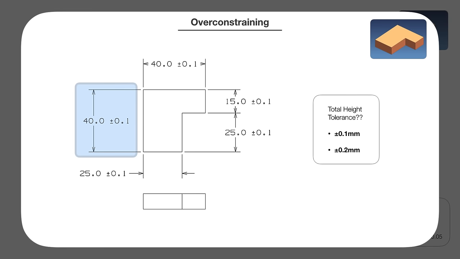If you look on the left, the height appears to be 40 plus and minus 0.1 millimeters. But if you look on the right, the total height is 40 plus and minus 0.2 millimeters. So then the question is, what is the total height tolerance? It's not clear here. So to fix this, you have to get rid of one of the bad dimensions. So we could get rid of that one, and this fixes it. Now we know the total height tolerance is plus or minus 0.1 millimeters.